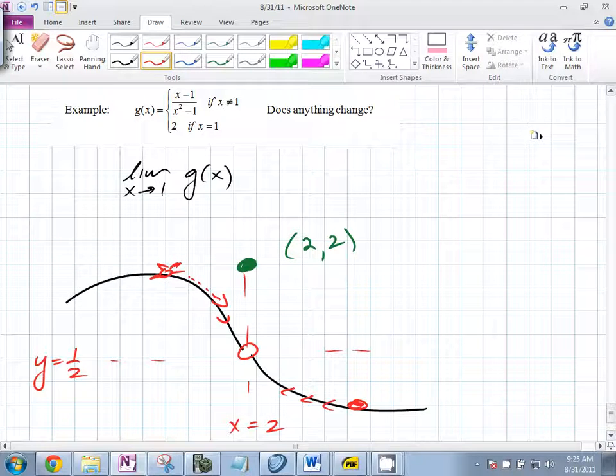Is the limit 2 here? No. Can those bugs even see that little point up there? No. Can they get infinitely close to the y value of 1/2? Yeah. So did the limit change here? No. It still equals 1/2. The limit did not change. Can you get infinitely close vertically to 1/2? Yes. You can get arbitrarily close. Is it the limit? Yes.